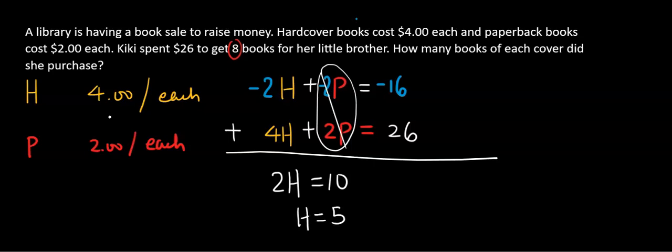If H is 5, that means hardcover books, we got 5. Right here, we got a 5. All right, if the total is 8, which means P is 8 minus 5, that is 3.